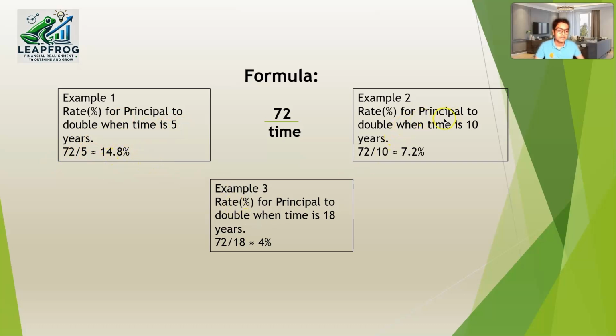Example 2, when the principal has to double when time is 10 years. So the rate must be 72 by 10, which is approximately 7.2%. Again, example 3, when the time is 18 years. Now the rate percentage would be 72 by 18, which is approximately 4%.